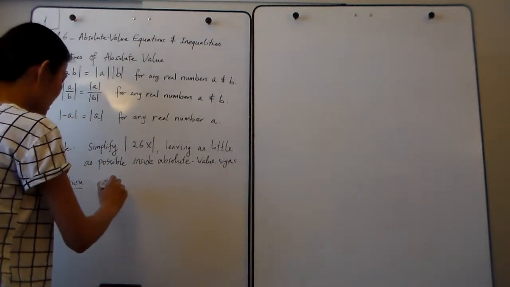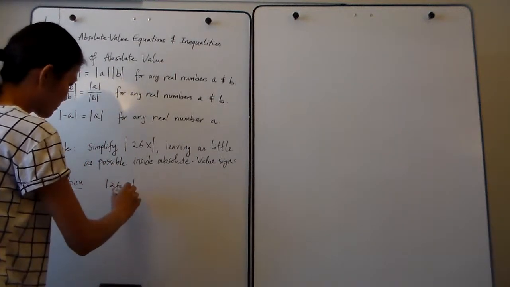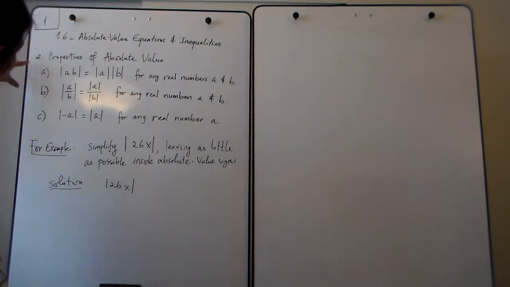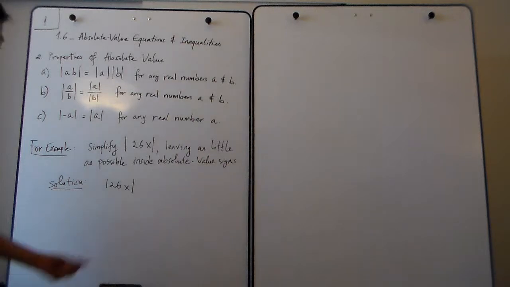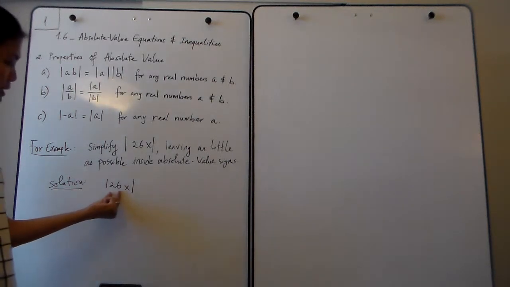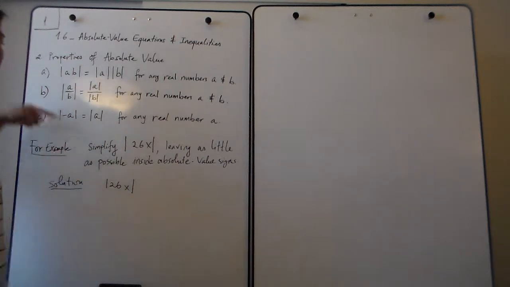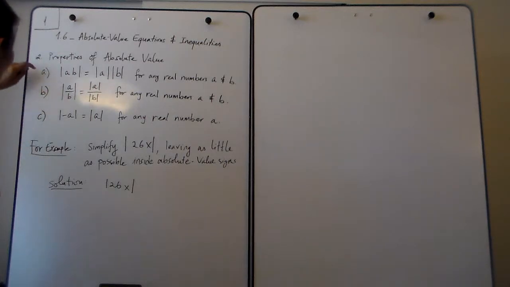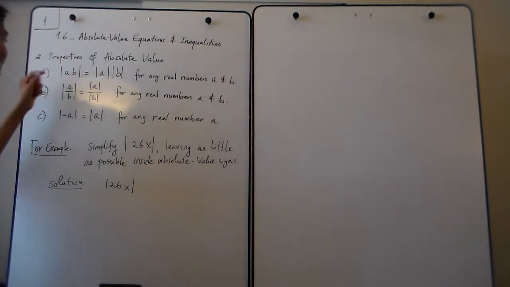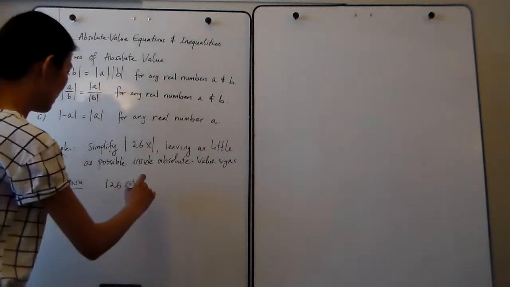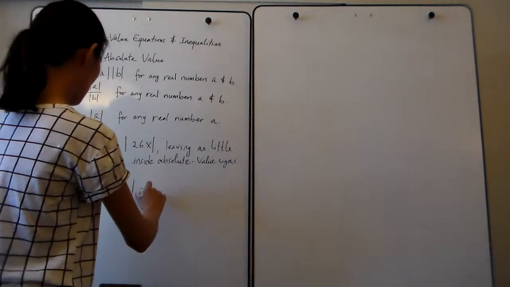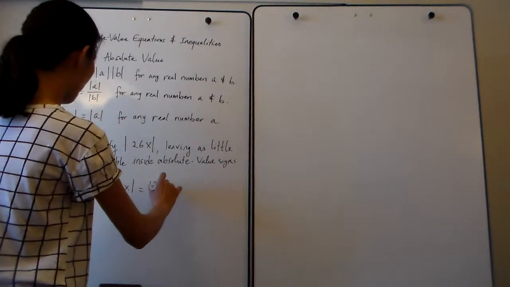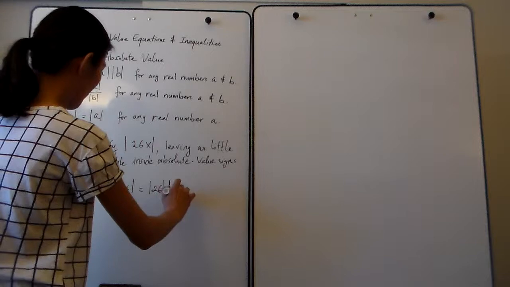So we start with absolute value of 26x. Okay, using which property? A, B, C? Which one? This is multiplication of a constant and a variable, right? So which one is that? Part A, right? A times B. So I will use property A right here. So I'm going to write absolute value of 26 times absolute value of x.